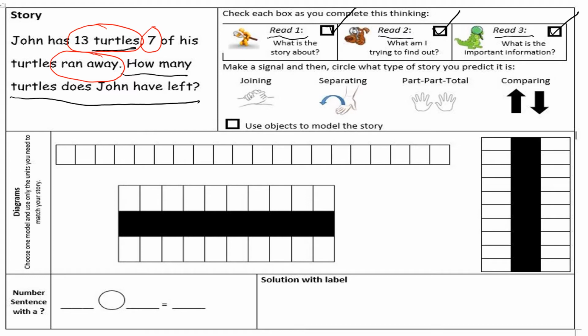Now we're going to come down here to this box right here. And we're going to look at the 4 different types of story problems, and we're going to decide which type of story problem this one is. So we have joining, separating, part total, and comparing. A joining problem means that something's being given to you or you are giving something to somebody. Nothing is being taken away.